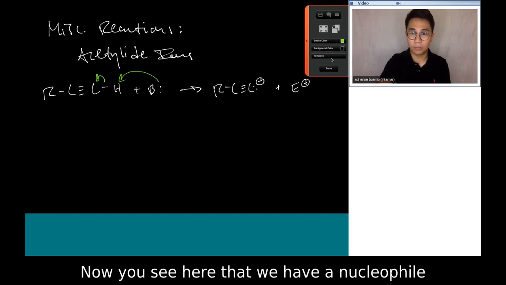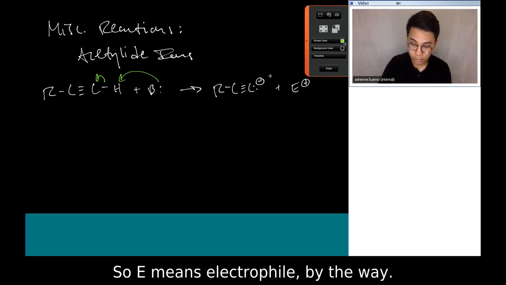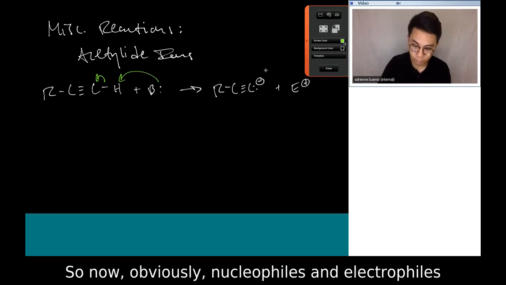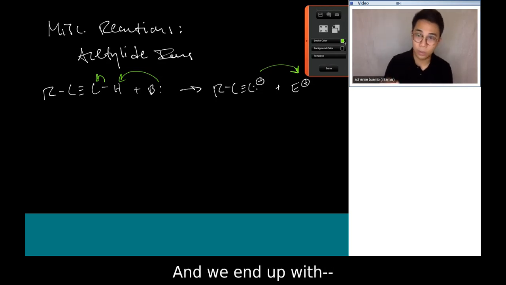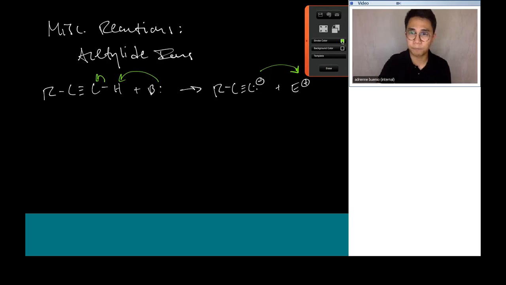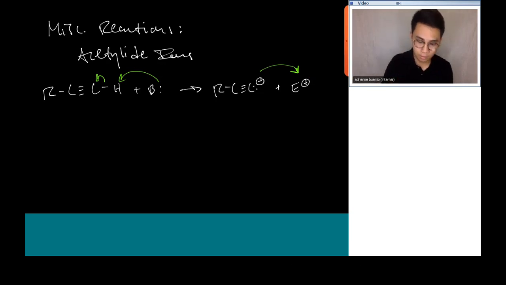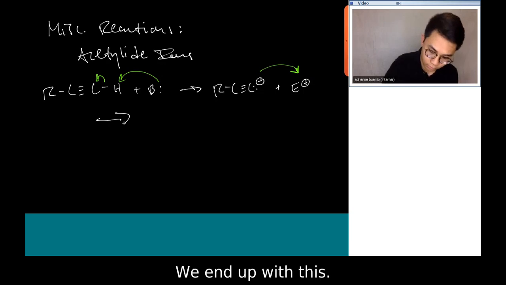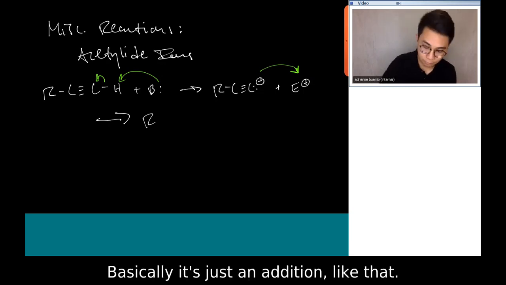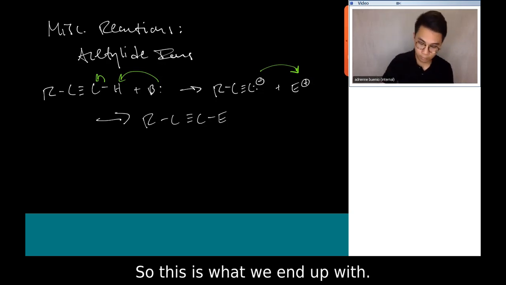Now you see here that we have a nucleophile and an electrophile. So E means electrophile, by the way. Obviously, nucleophiles and electrophiles are going to be attracted to each other, and we end up with, and I'm just going to do it in white, we end up with this. Basically, it's just an addition, right? Like that. So this is what we end up with, right?